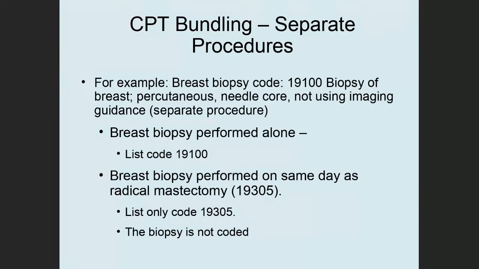Here's an example using breast biopsy code 19100. Biopsy of breast, percutaneous needle core, not using imaging guidance, separate procedure. If the breast biopsy is performed by itself, you're going to list 19100. That's it, no modifier, nothing. On the other hand, if the breast biopsy is performed on the same day as a radical mastectomy, such as 19305, you're going to list only 19305. The biopsy is not coded. It's a separate procedure and obviously minor compared to a mastectomy.